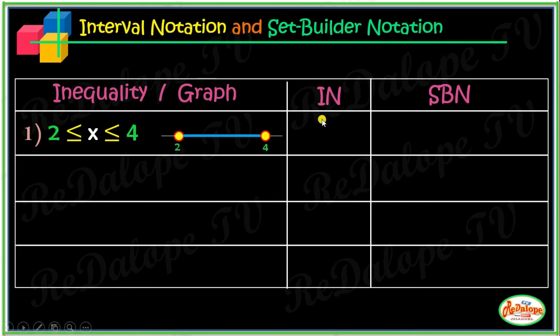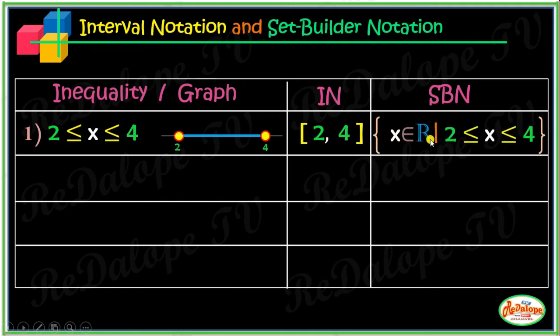And this can be indicated in interval notation as open bracket 2, comma, 4, close bracket. Since this is greater than or equal or less than or equal, we will make use of the open and close bracket. For the SBN, we have x is an element of R such that x is greater than or equal to 2 but less than or equal to 4.